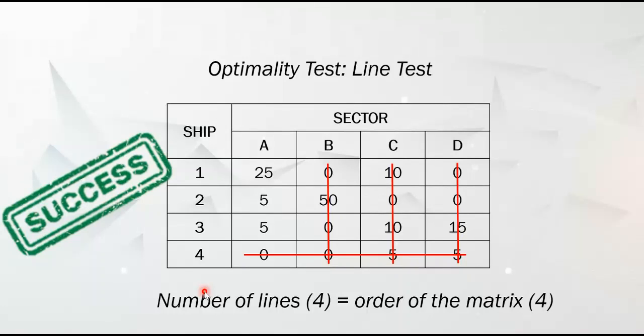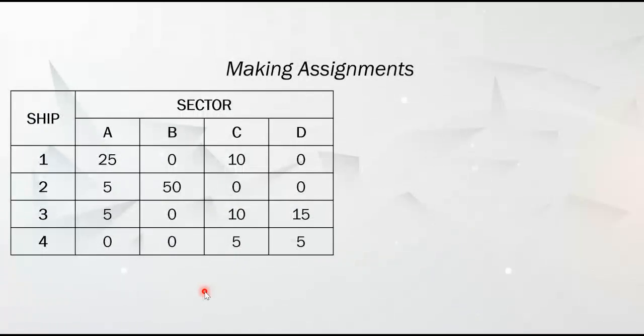So that means this particular table was able to pass the optimality test. Now that we were able to determine that, it is now time to do the final allocation or final assignment of each ship. If you still remember, to be able to assign the ship to each sector, we have to select a row or a column that has only one zero.